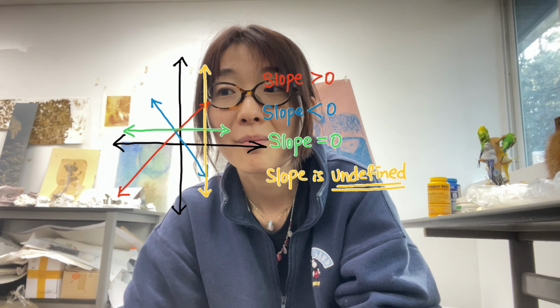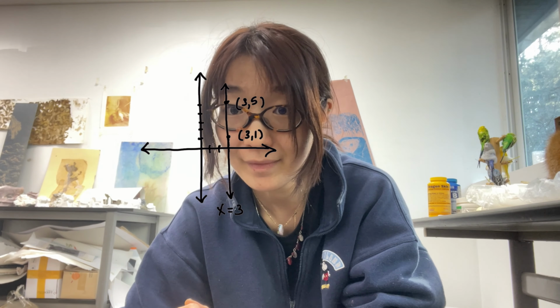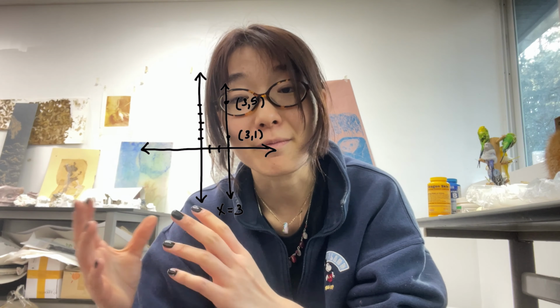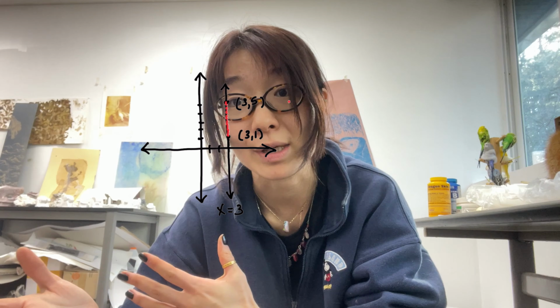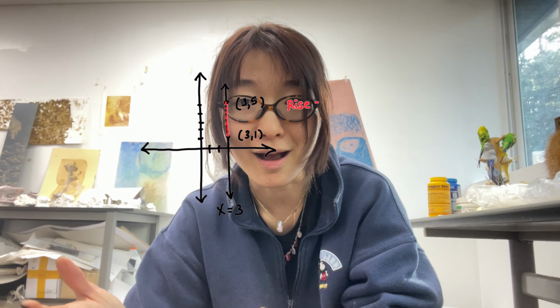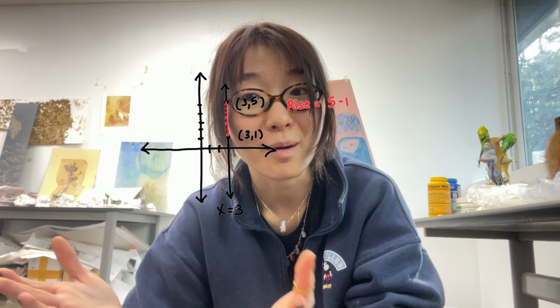To see this, take the points (3, 1) and (3, 5). And both points are on the equation x equals 3. What you would notice is that we would get 5 minus 1 over 3 minus 3. And we cannot divide a number by 0.